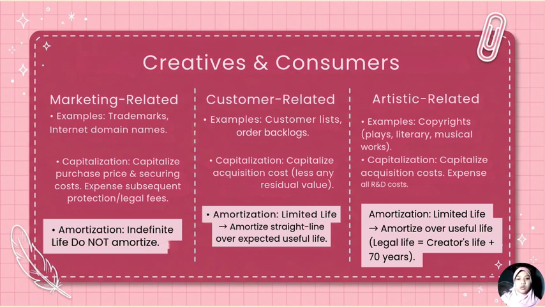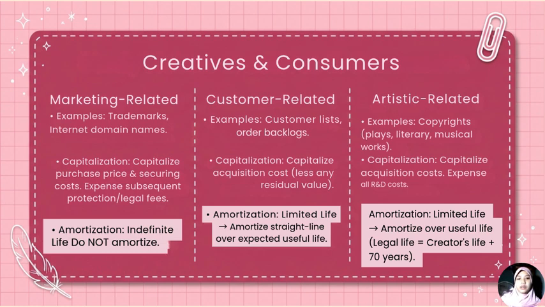Since the asset usually has a limited useful life, the company must amortize it over the period, usually using the straight-line method. And the third one is artistic-related intangible assets. This asset relates to creative work such as copyright for books, music, movies, photographs, and other artistic material. A copyright gives legal protection to the creator and allows them to control how their work is used or sold.